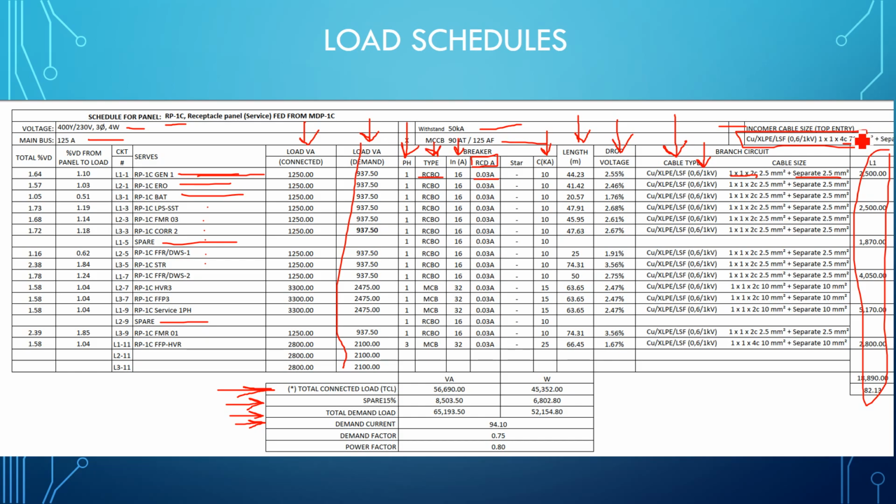Okay, for the designers, when they are doing the design, from this total demand current they specify what kind of cable they need. Then we have the demand factor. As I told you, for this panel we have the demand factor of 0.75. It means 0.75 or 75% of the connected load will be turned on at a time.